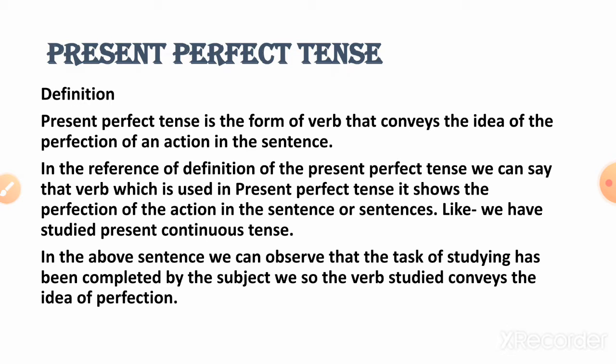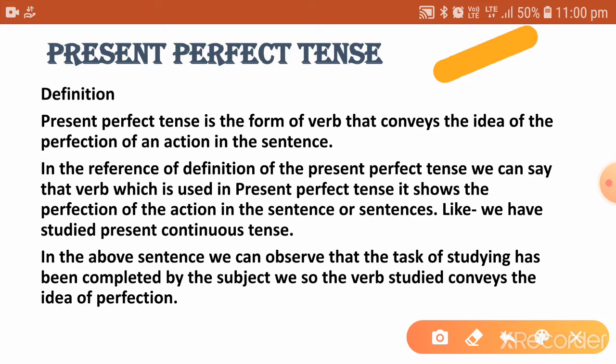Today our topic is present perfect tense. Students, first of all we'll discuss the definition of this topic. Present perfect tense is the form of verb that conveys the idea of the perfection of an action in the sentence or sentences, you can say.